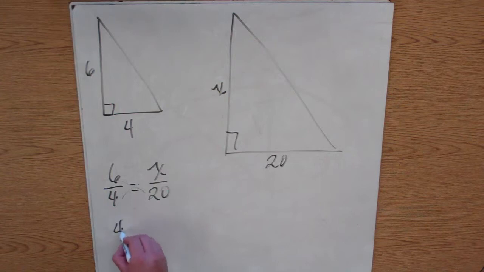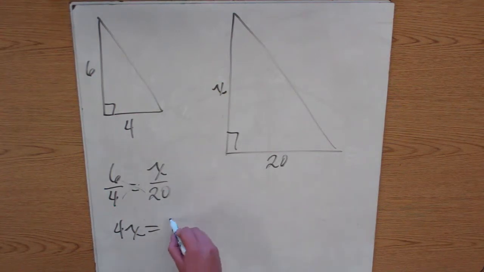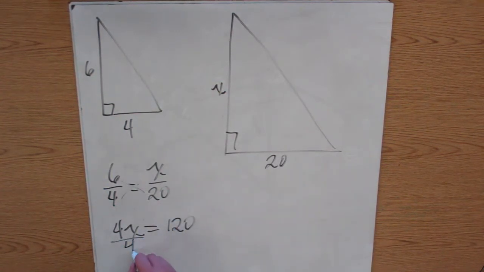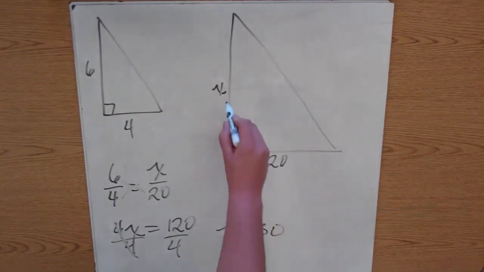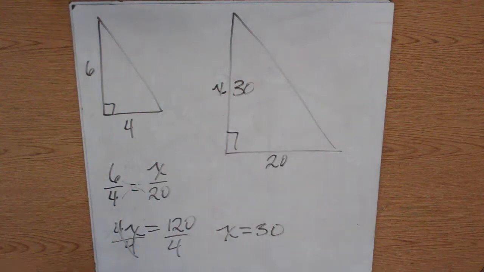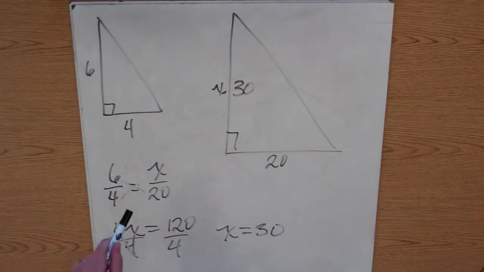So now cross multiply. 4x equals 6 times 20 is 120. Divide by 4, divide by 4. X equals 30. So our building is 30 feet tall. All we did was set up our proportion and solved for x.